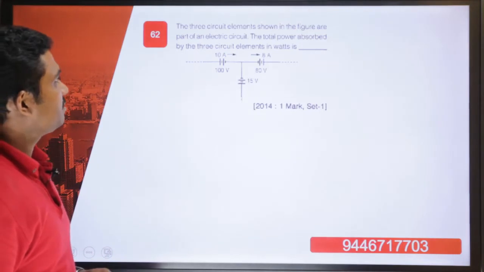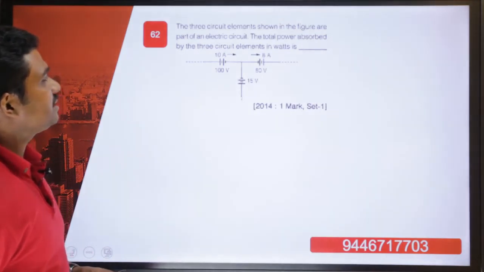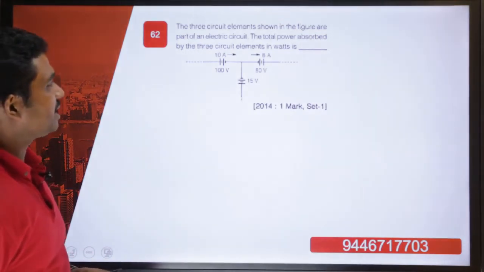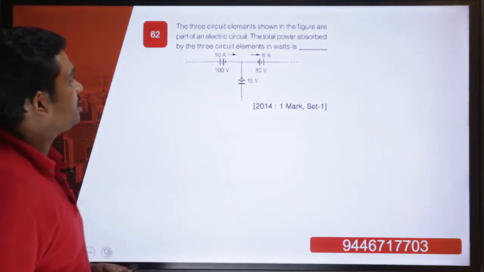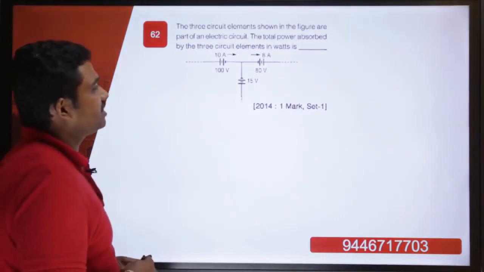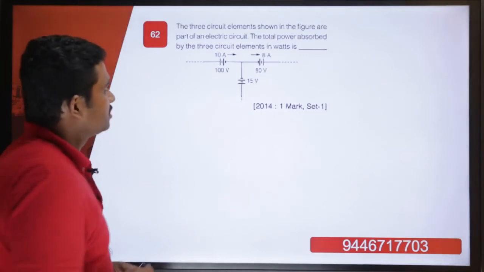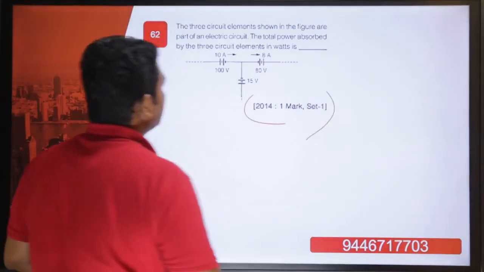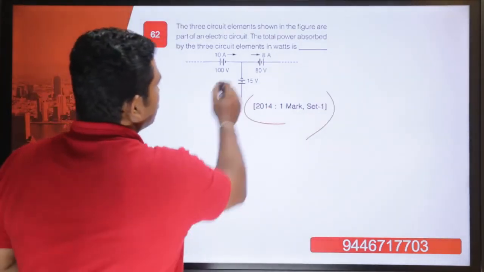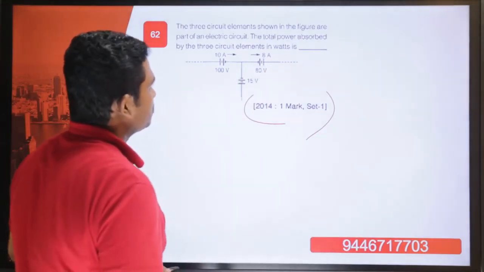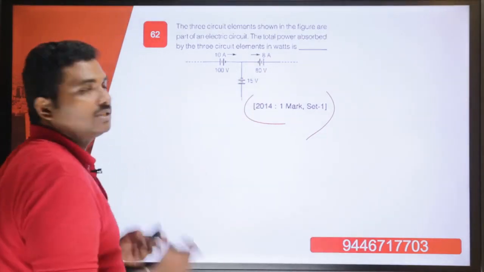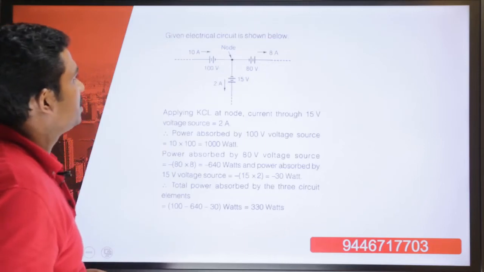Now moving into question number 62. The three circuit elements shown in the figure are part of an electrical circuit. The total power absorbed by the three circuit elements in watts is what is asked. It's a 2014 1 mark question of set 1. So this is a source, and this is also a source. The total power absorbed by the three circuit elements is to be found out.